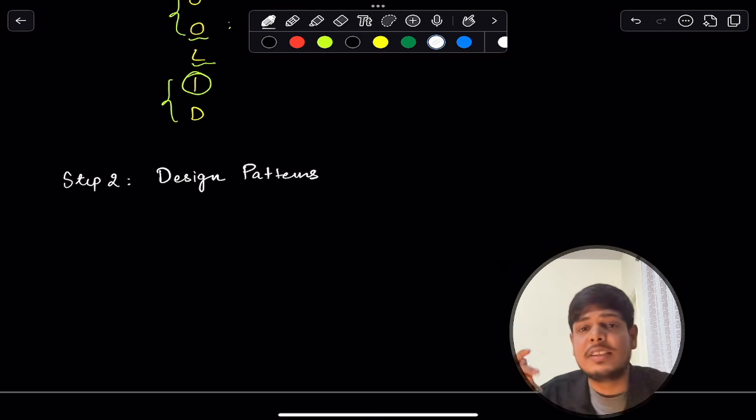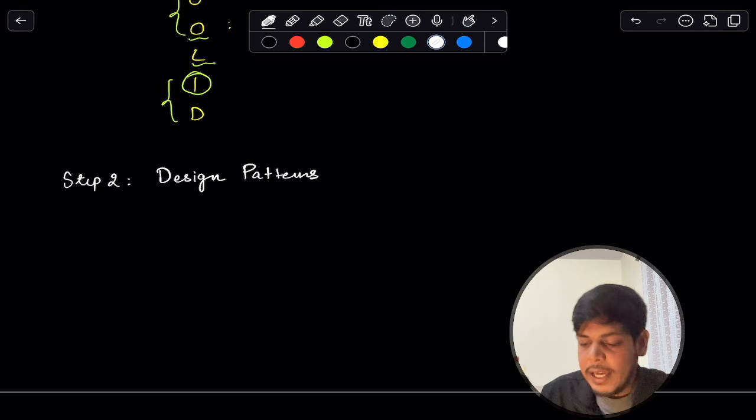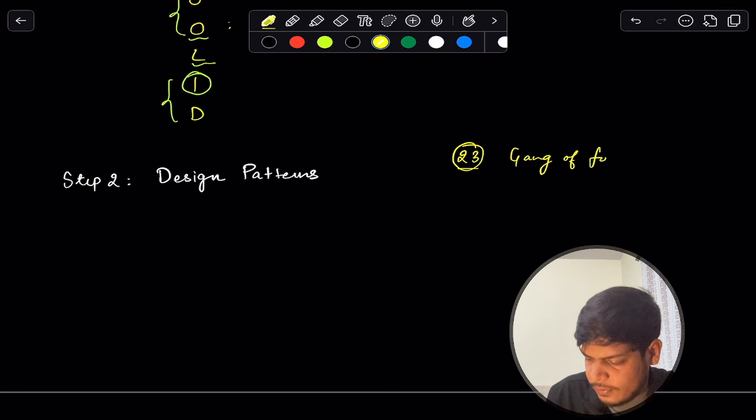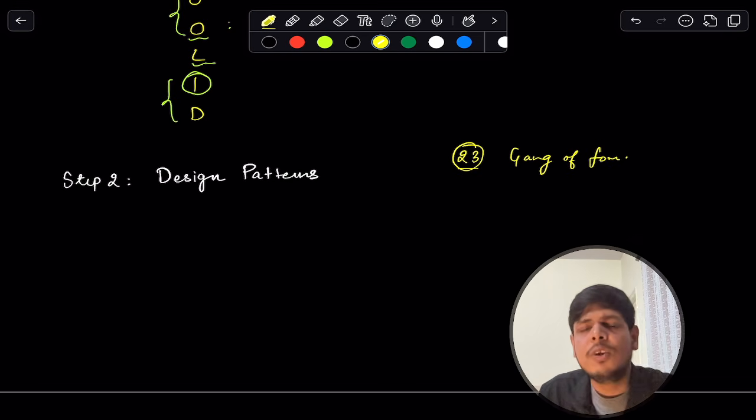Now, what are design patterns? This is the utility belt. In general, there are 23. I'm not sure about the exact number, but there are 23 design patterns, and I think these are present in a book called Gang of Four. Okay, GOF, Gang of Four.